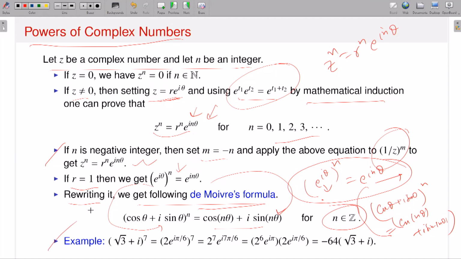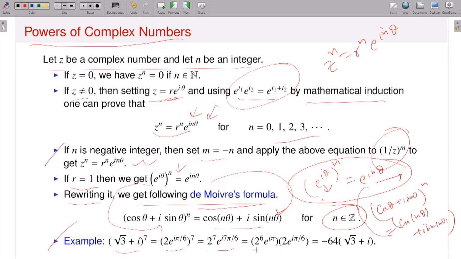Okay. So one example I have given, (root 3 + i) to the power 7. First you write it in exponential form. It is 2 e to the power i pi by 6. And what is that form? So this is 2 to the power 7, then e to the power i 7 pi by 6. And I am just writing it and producting it.